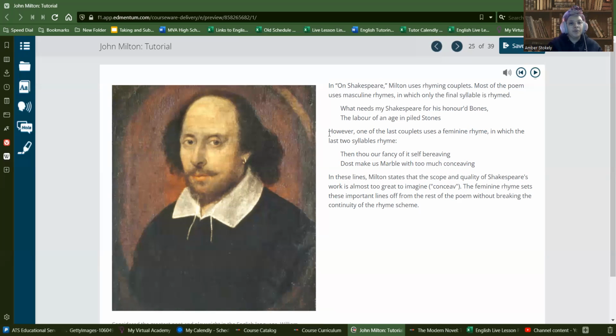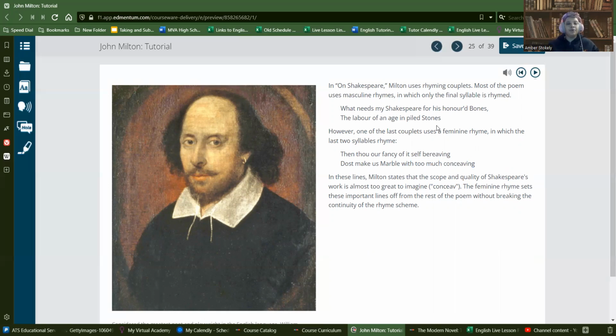However, one of the last couplets in this poem uses a feminine rhyme, and then they give you the definition of that. So a feminine rhyme is a rhyme where the last two syllables rhyme, and then they give you an example. We have, then thou our fancy of itself bereaving, dost make us marvel with too much conceiving. So here we have an eaving sound, that's two syllables, and then we have eaving here as well, as opposed to bones, stones.